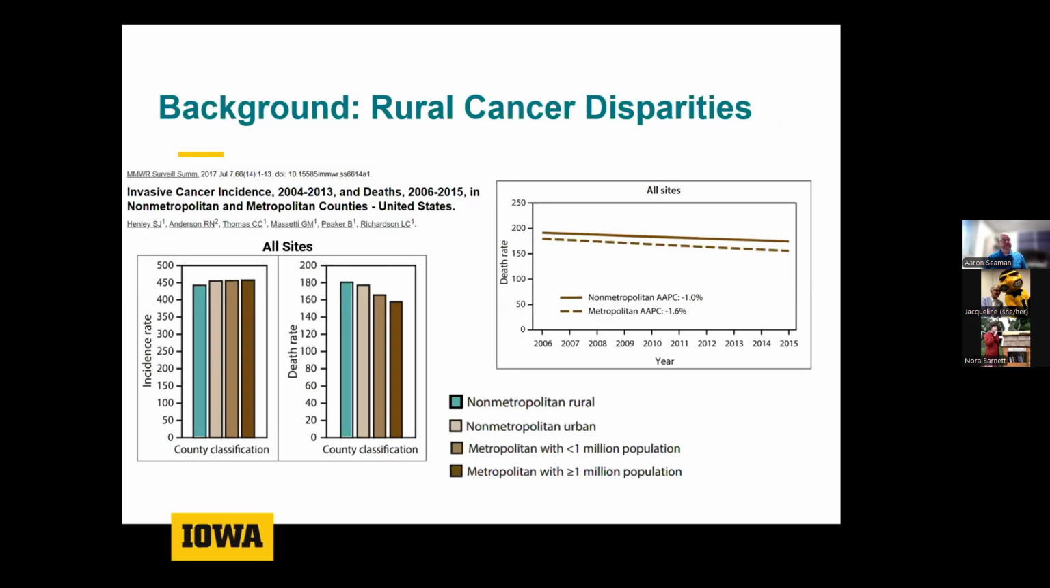Thinking about cancer, people living in non-metro or rural areas have a lower overall incidence of cancer. You can see in this graph to the left, but a higher mortality rate. And mortality rates, as you see on the right here, are not declining in those areas quite as quickly as they are in metro areas. So the gap is widening in terms of cancer mortality.